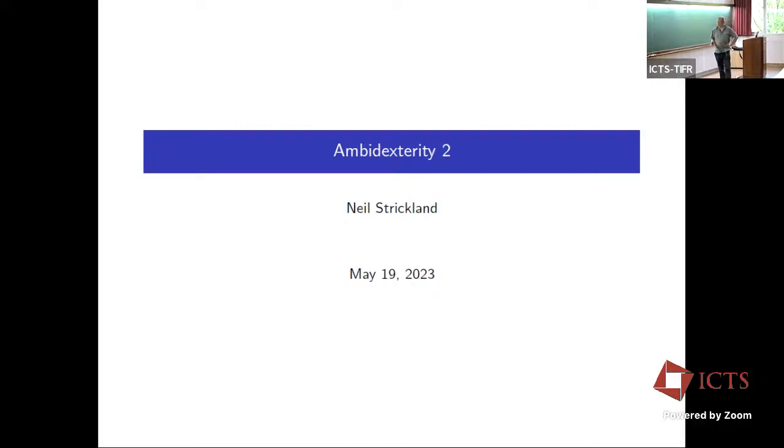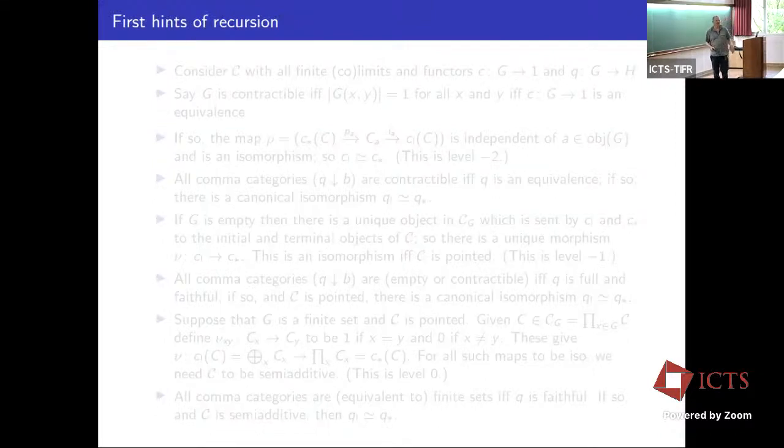Okay, so we'll continue with talking about ambidexterity. Remember the deal with ambidexterity is we're looking at situations where we've got a functor where the left adjoint and the right adjoint are the same. So one example: you've got some functor Q from X to Y of finite infinity groupoids.